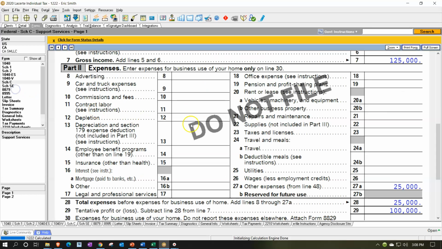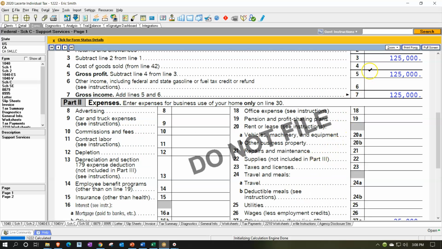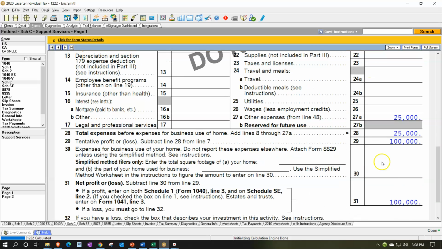So if I go back to the Schedule C, once again, we have the 125 minus the 25,000. There's the 100,000, which is now on the Schedule C. This is what we're going to see flows through to the 1040 to calculate the federal income tax, but it's also what we're going to use to calculate the Social Security and Medicare.